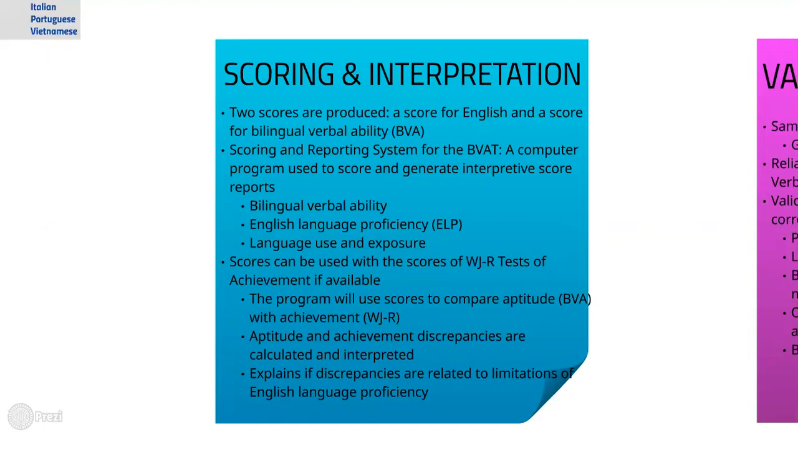These scores can be used with scores of the Woodcock-Johnson Revised Tests of Achievement if those scores are available. The program will use scores to compare bilingual verbal ability, which is the aptitude, with achievement from the Woodcock-Johnson achievement tests. Then aptitude and achievement discrepancies are calculated and interpreted. The program will explain if discrepancies are related to limitations of English language proficiency.